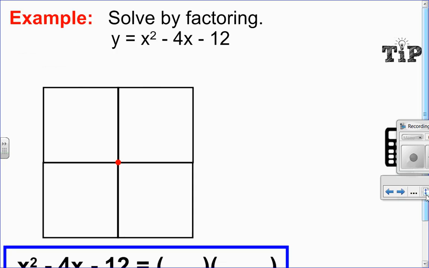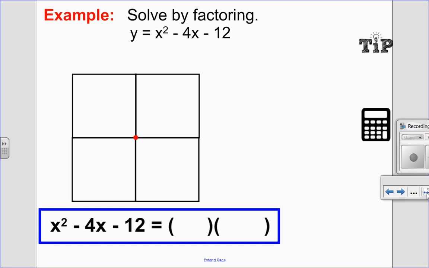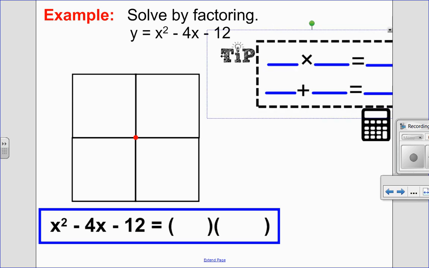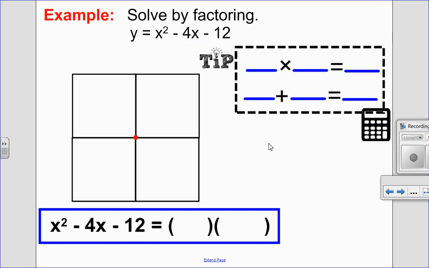So in this question here, I want to solve x squared minus 4x minus 12 by factoring. So first thing that I'm going to do is look for my multiplying and adding numbers. So remember, because it's x squared, there's really a 1 in front. So I'm looking for two numbers that multiply to 1 times negative 12, which is negative 12, and add to the middle, which is negative 4.